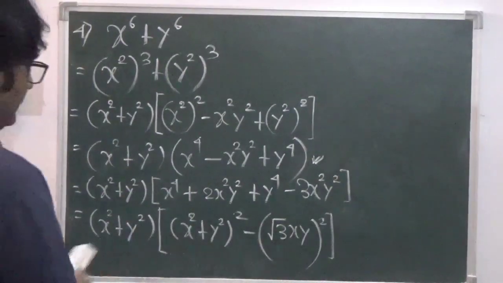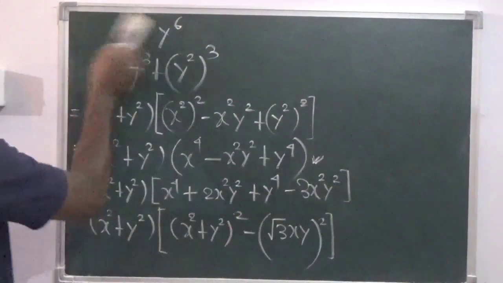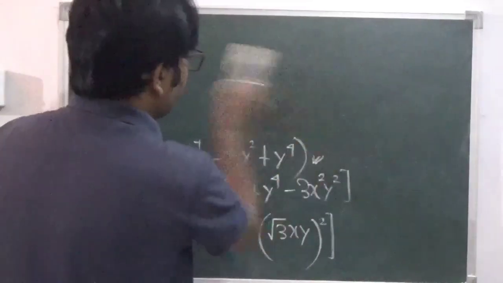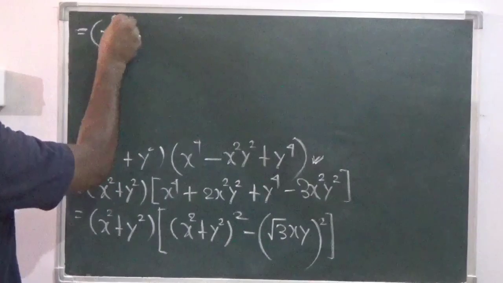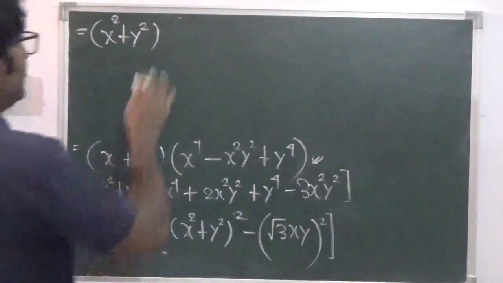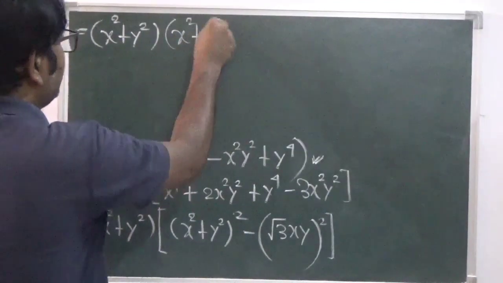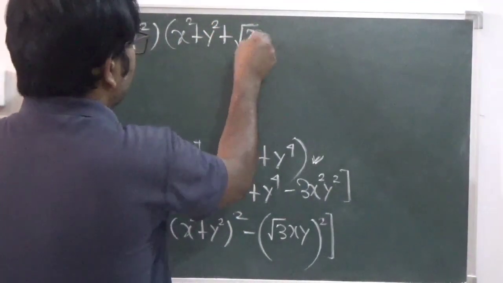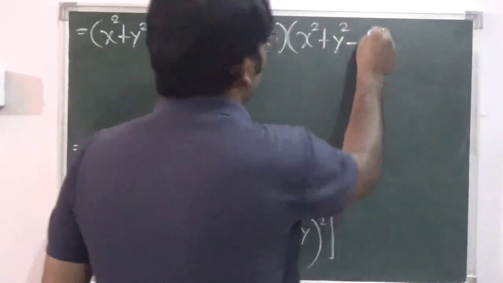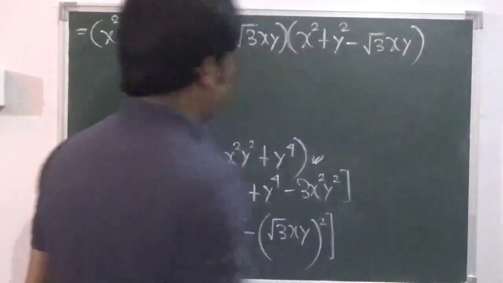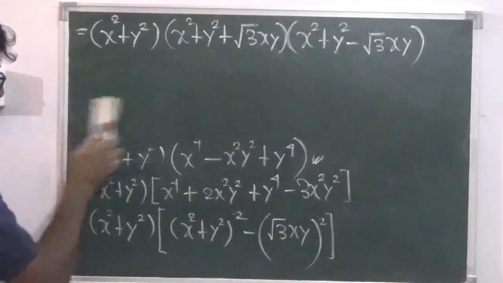So now x square plus y square whole square minus root 3xy whole square takes the form a square minus b square. So finally we have a plus b into a minus b. So x square plus y square plus root 3xy into x square plus y square minus root 3xy. So this is your final answer.